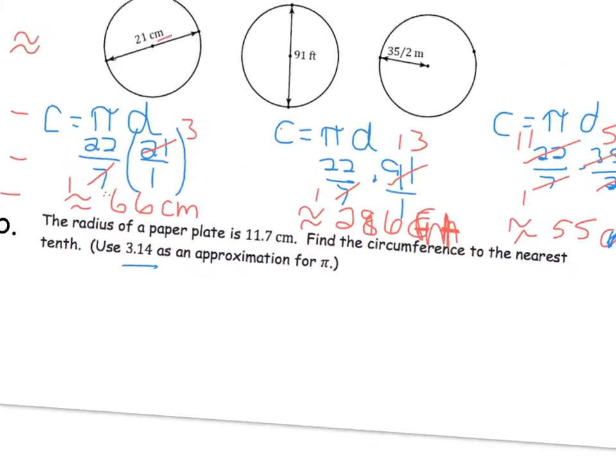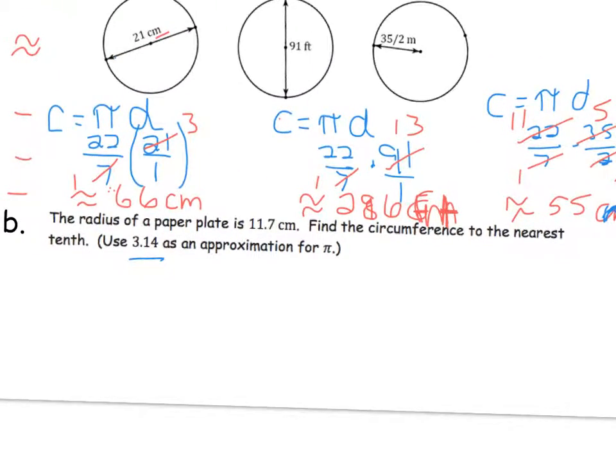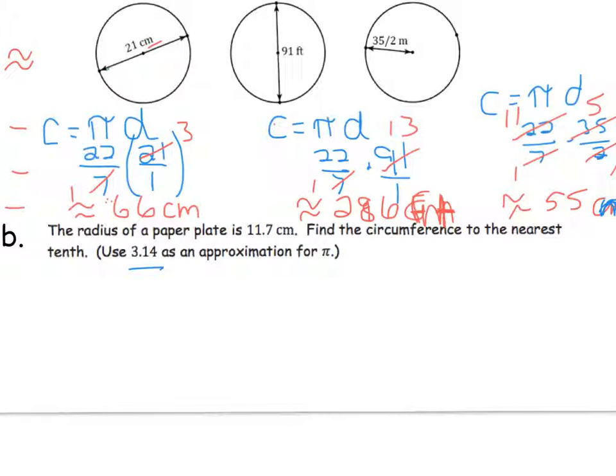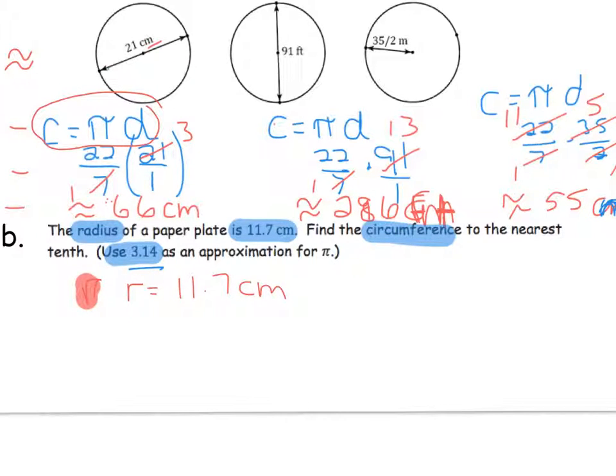except we don't have the picture, and so we have to read very carefully. So what we know is that the radius is 11.7 centimeters, and we're looking for the circumference, and it tells us to use 3.14. But in this formula up here, circumference equals pi times diameter, we're using the diameter, not the radius. So we need to adjust what we're using.